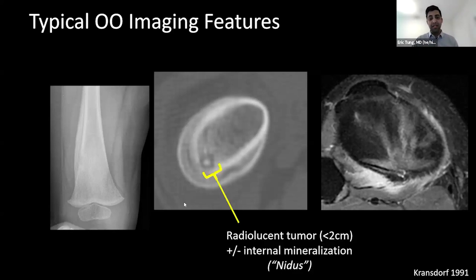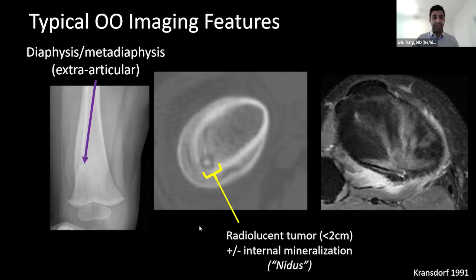And so the classic lesion is going to be this radiolucent tumor. Historically, it's been described as having to be less than 2 centimeters in diameter, and it may have internal mineralization within it. Now, you'll hear the phrase nidus thrown around a lot, and a lot of people describe these as niduses. I had one of my attendings who was very passionate about not using the term nidus because it can become a little bit confusing. Really, what we're looking at is a tumor with internal mineralization. And some people don't know if the nidus is referring to the mineralization or the radiolucent part, but really this is just the tumor with mineralization. But keep in mind that a lot of people will call these niduses.